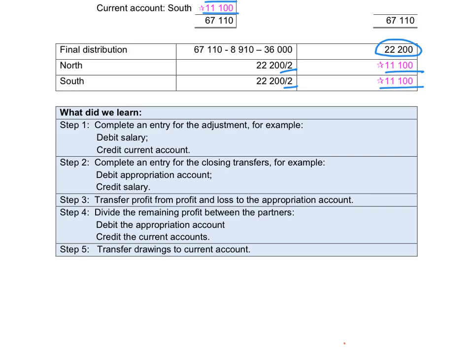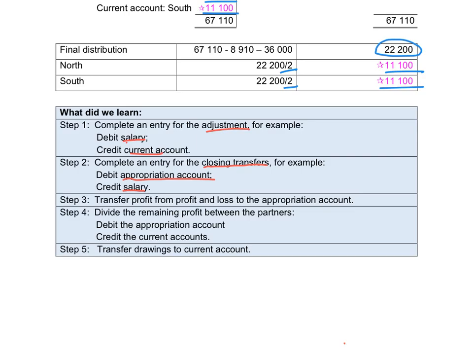What did we learn? Step 1 is to complete an entry for the adjustment. That means you will debit salary or interest on capital, and you will credit the current account to show that you owe the money to the partners. Step number 2 is to complete a closing transfer. To close the nominal account, so it means you will credit salary or interest on capital, and you will transfer it to the appropriation account on the debit side.